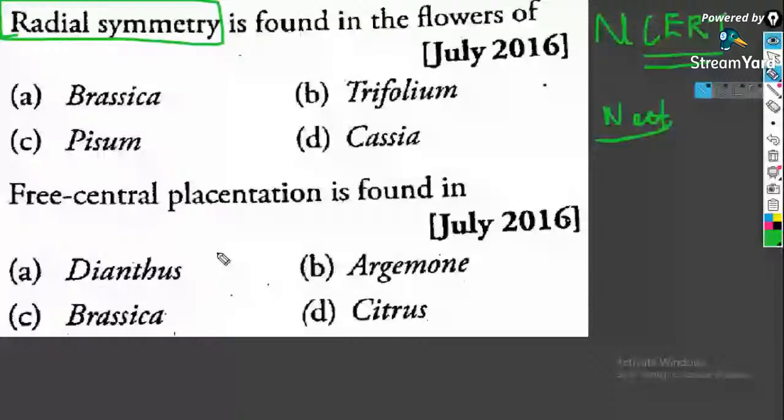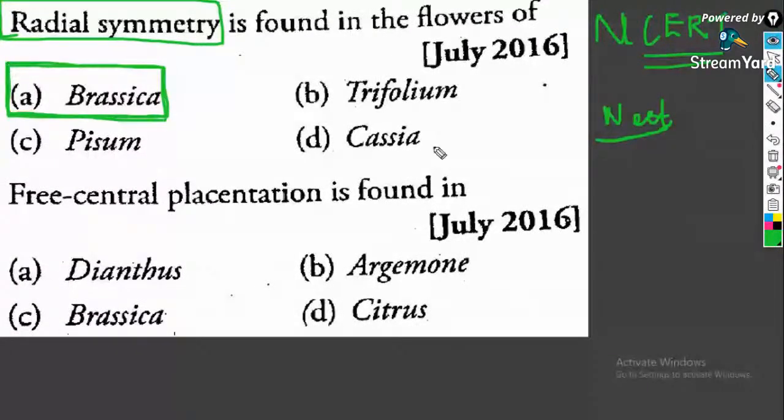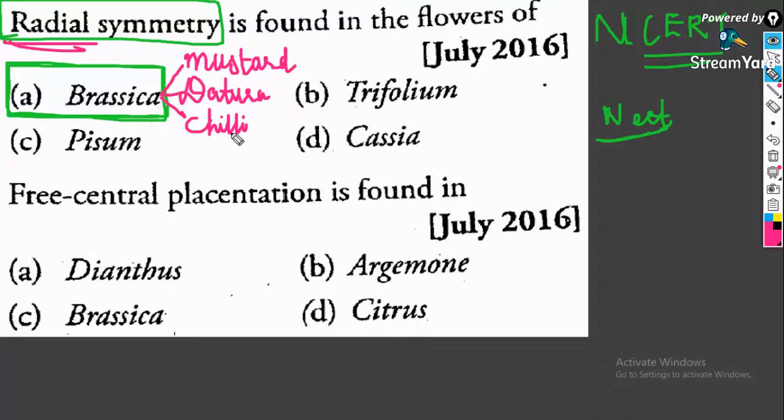Guys, radial symmetry is found in the flowers of Brassica, mustard, Brassicaceae family. Flowers of Brassica, okay? You will see radial symmetry. Which are the other plants that come here? What are the examples for Brassica? It is found in the plants of mustard, Datura, then chili. All these come under the Brassicaceae family. All these plants have flowers with radial symmetry. So radial symmetry is found in the flowers of Brassica.